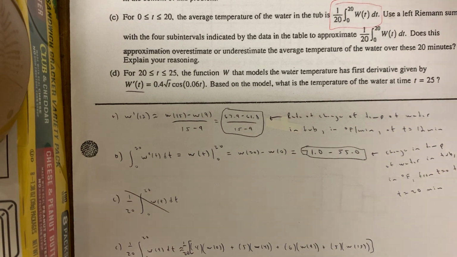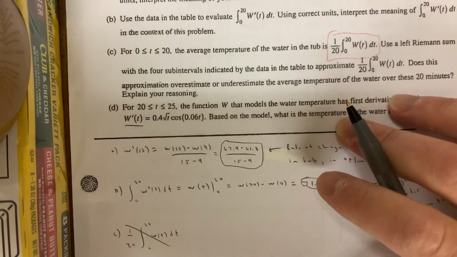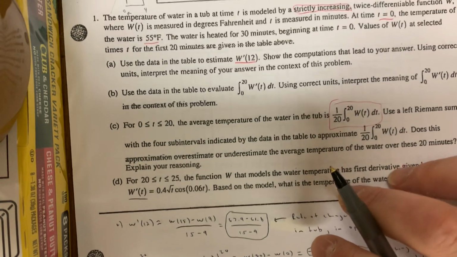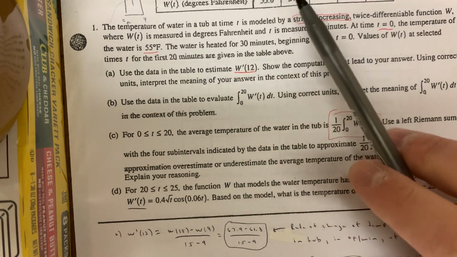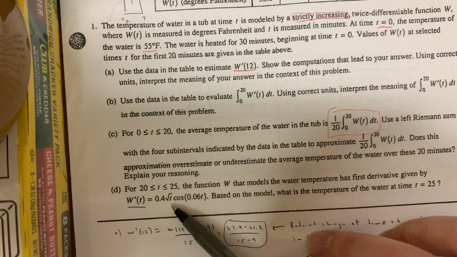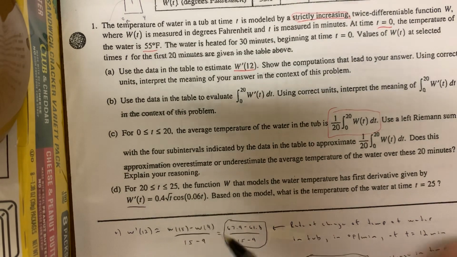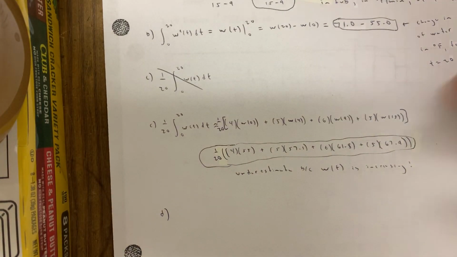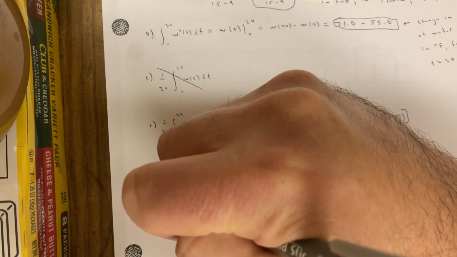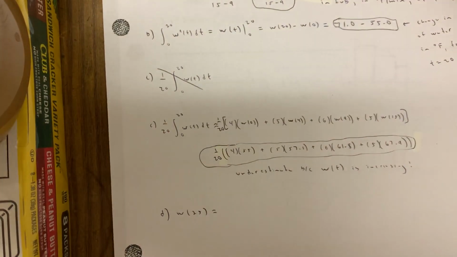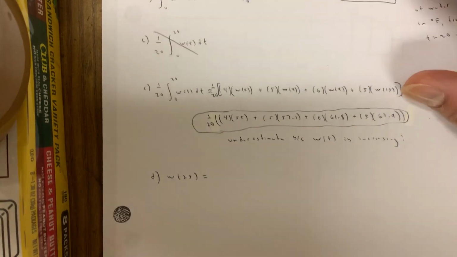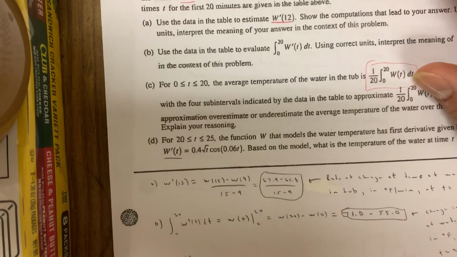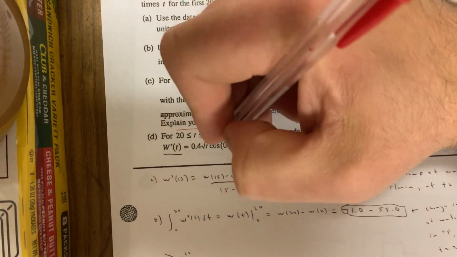Well, think about it. If you want to know the temperature of water at t equals 25, as long as you know some kind of initial condition, the temperature of the water at some other t value, and the rate at which the water is changing, you can get the temperature of the water at any t value. But this one's actually a little bit more confusing than you might think. We want W of 25. You can't start with W of 0. They tell you this W prime of t only exists from 20 to 25.